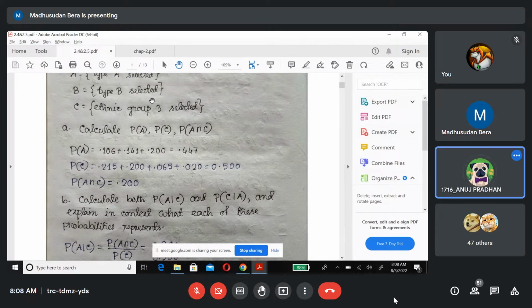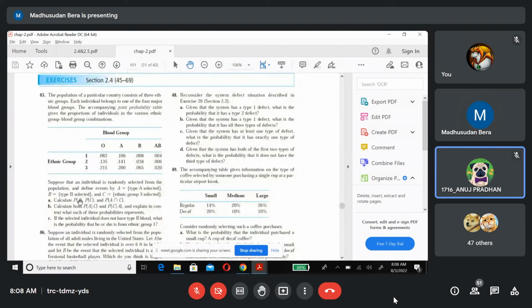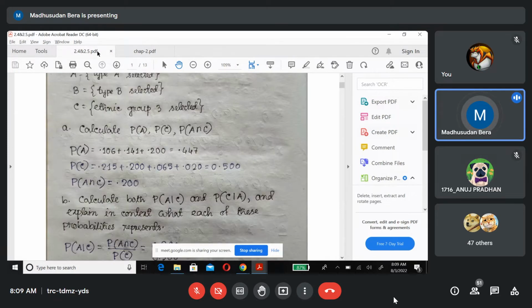Part A is okay. Yes, sir. Then part B. Calculate both P of A given C and P of C given A. Explain in context what each of the probabilities represents. We have to find those probabilities.